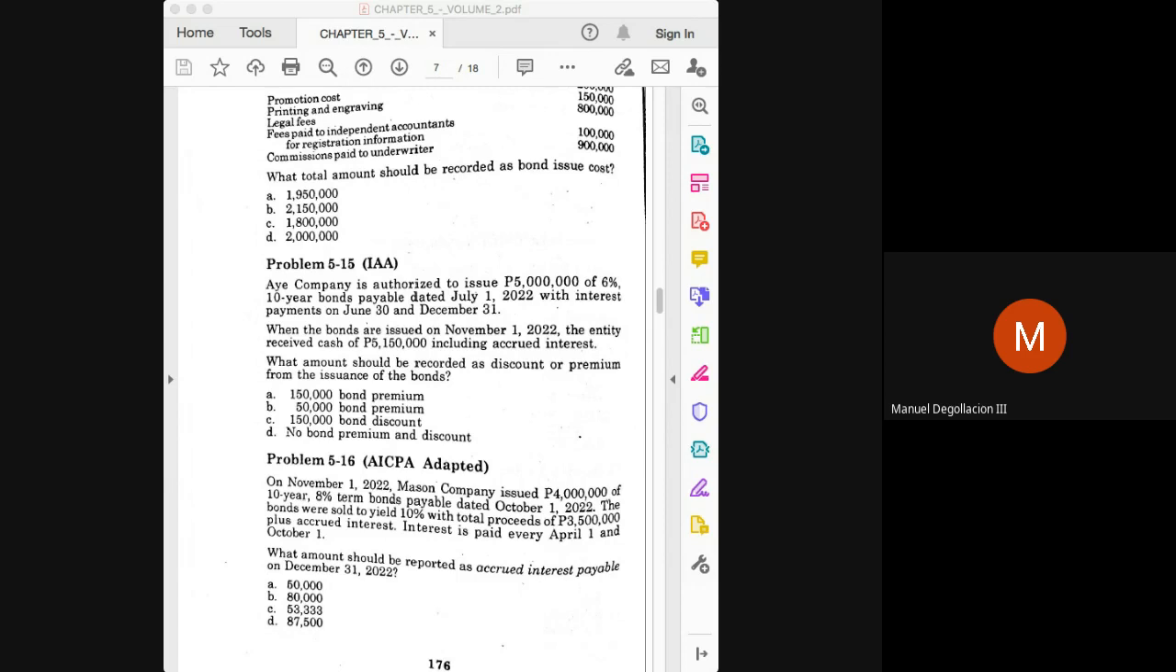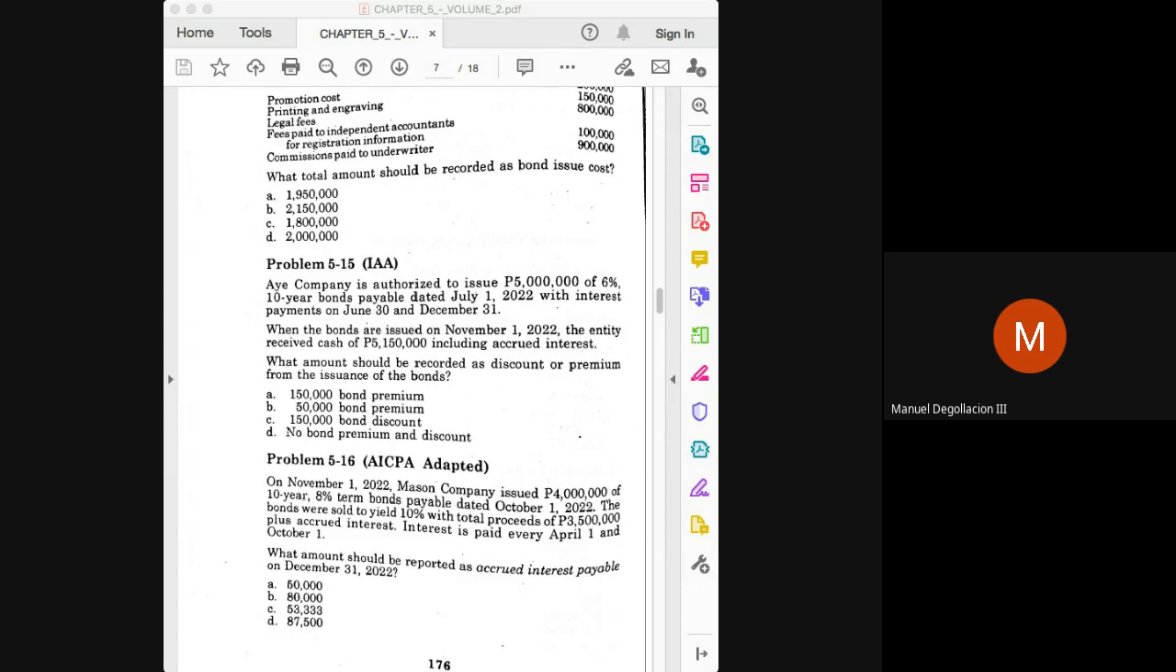So how many months will that be? October, November, and the entire month of December. So that would be good for 3 months. And how much is the stated interest rate in the problem? It's 8%. So 8% times 4 million, you will get 320,000. However, the 320,000 is the expected interest for 1 whole year. But again, the amount of interest that is accrued was only from October 1 to December 31, only good for 3 months. So you multiply 320,000 by 3 over 12, you would get 80,000. Okay.